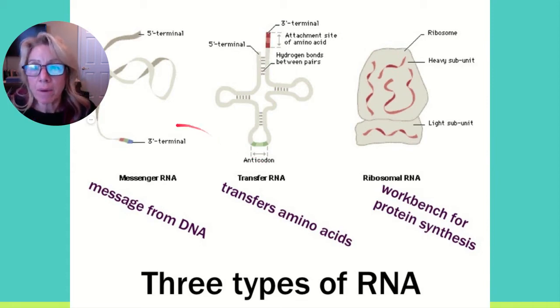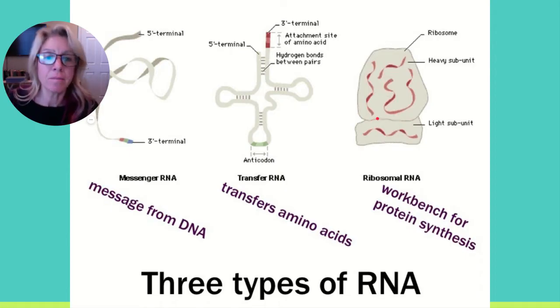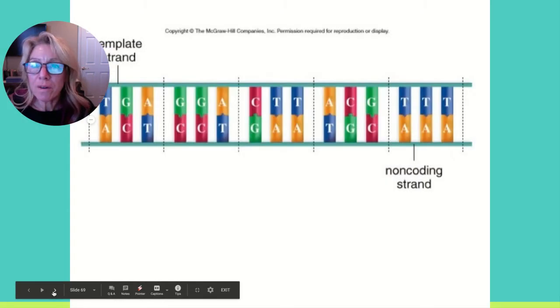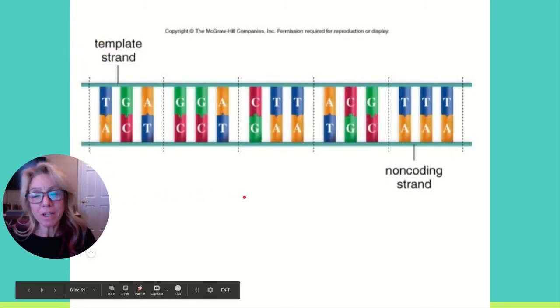So you can see that right here on this messenger RNA. You can see the 5' end and the 3' end. Here on this tRNA, here's your 5' going around here to your 3' end. And then here, you can't really see them identified in the ribosome, but they're there too. All right. So remember, and here's that picture I was going to show you.